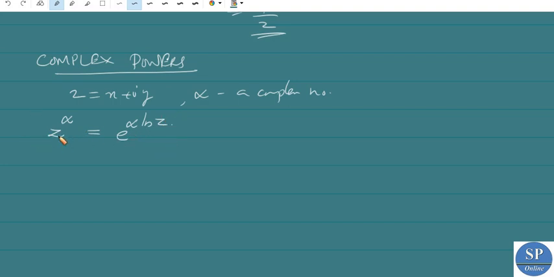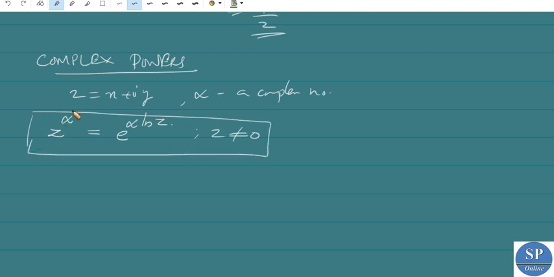So similarly here, z power alpha can be written as e power alpha into ln of z for z not equal to 0. Okay, in this way we can define complex power. In the power also, alpha is a complex number.